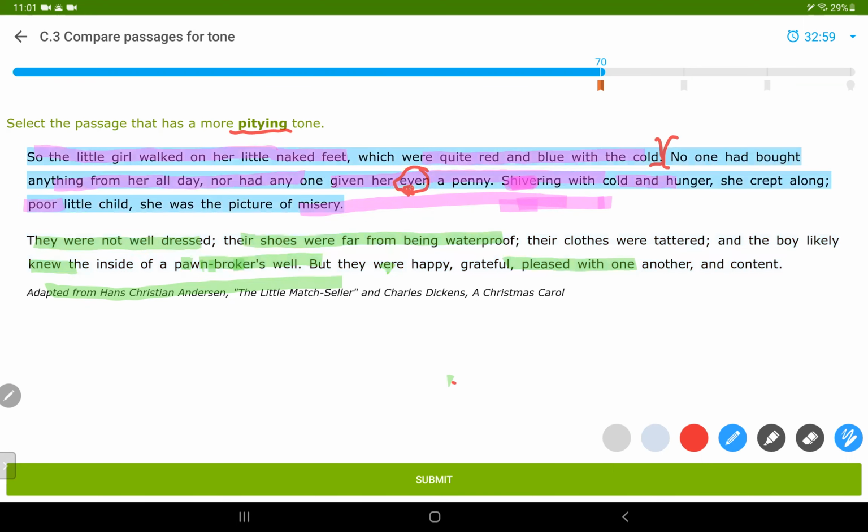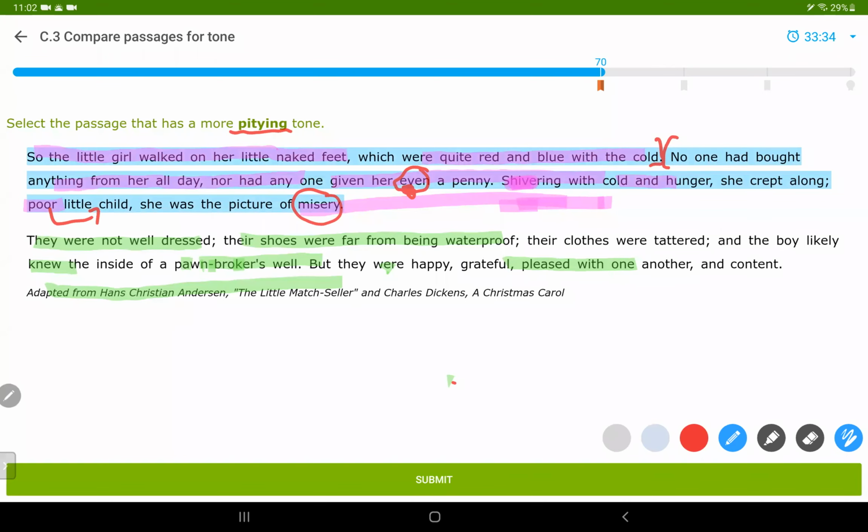Even this word gives some feelings. This adverb actually made me feel that even a penny, no one is giving her a penny. Shivering with cold and hunger, she crept along. Poor little girl. He's describing her. Not poor as in she doesn't have money, poor as in pitiable. She was the picture of misery.